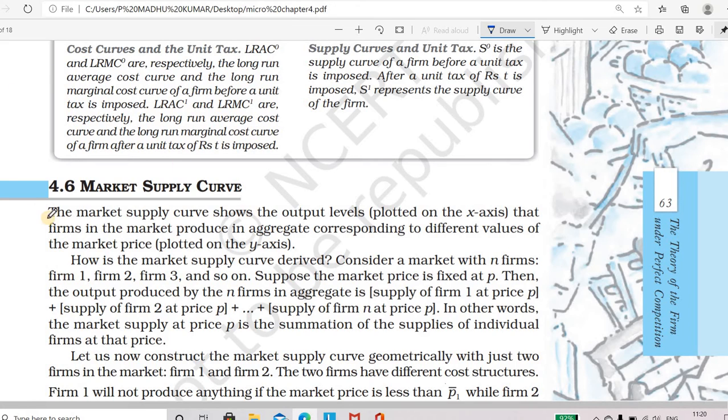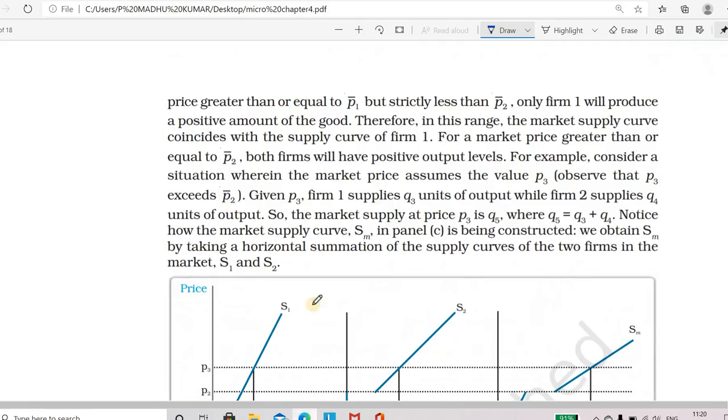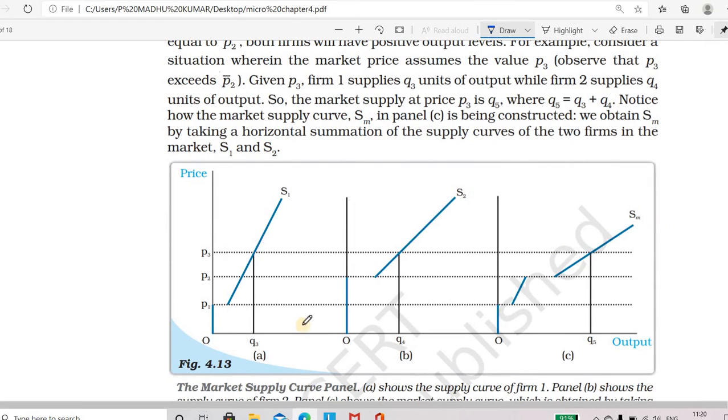The market supply curve shows the output level that the firms in the market produce in aggregate corresponding to different market prices. Here you can see the x-axis and y-axis. The x-axis is quantity and the y-axis is price. This is supply curve 1, at different price levels: P1, P2 and P3.